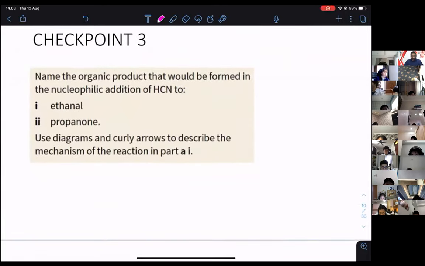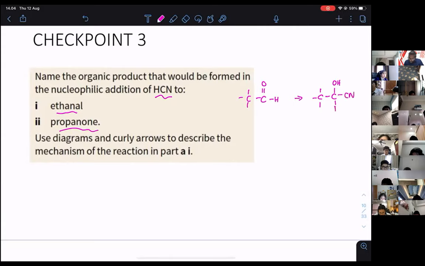Now, if we want to put it in the form of a checkpoint, let's say: name the organic product that will be formed from nucleophilic addition of HCN to ethanal, to propanone. Let's see, this is going to be ethanal, CH3. So what will happen? You are going to get CH3 here, and then this is going to be OH here. The H will stay. And then I will have CN over there, or you can put this CN to the side, and then you put the H over there.